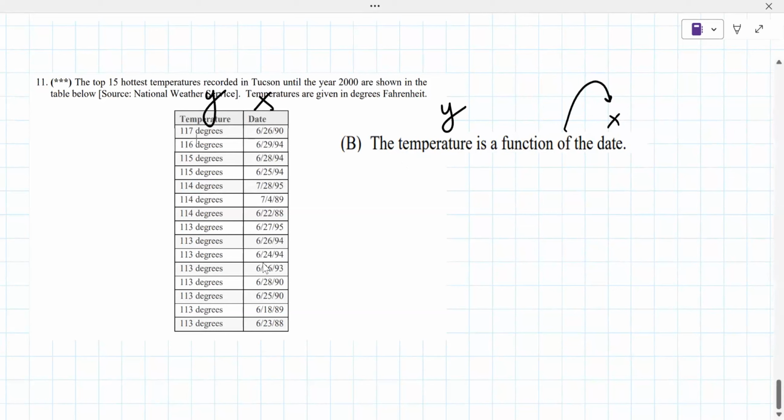Now, are there any duplicates in X? It's got to be exactly the same. I don't think so. Hard to tell, but there are no duplicates. There are no duplicates, no repeats. Which means that this is a function. Yes, it's a function.